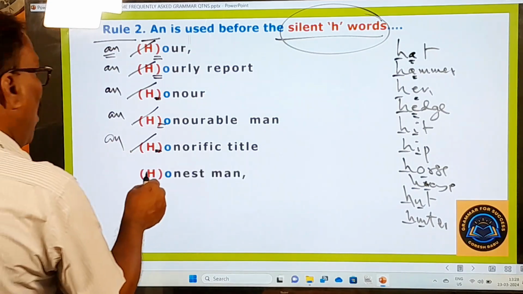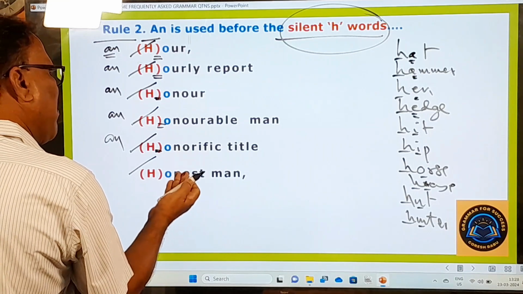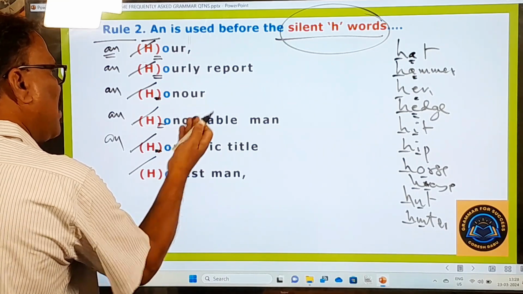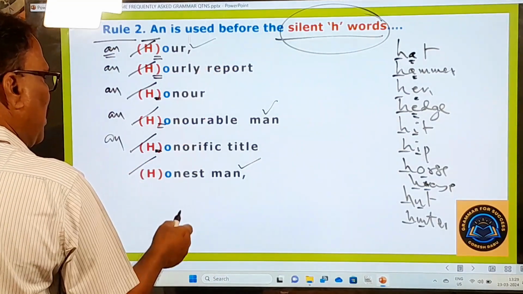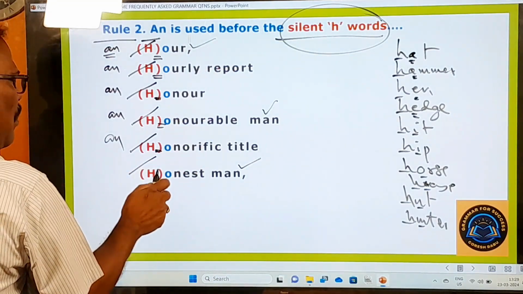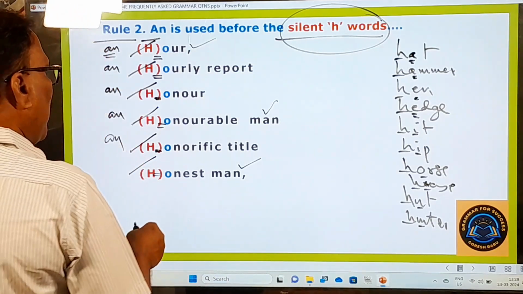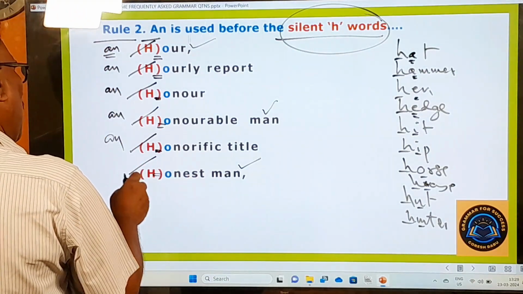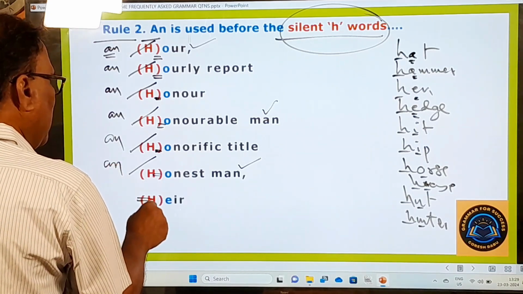And next, honest man, very important. Several times it was given in the examination. Frequently it was given in the examination. This one is very important, and this one is also very important. Honest man. In this H is silent. We are pronouncing the word from O. O is giving a vowel sound. And that's why we think that word is beginning with a vowel sound. And therefore we use what? An.